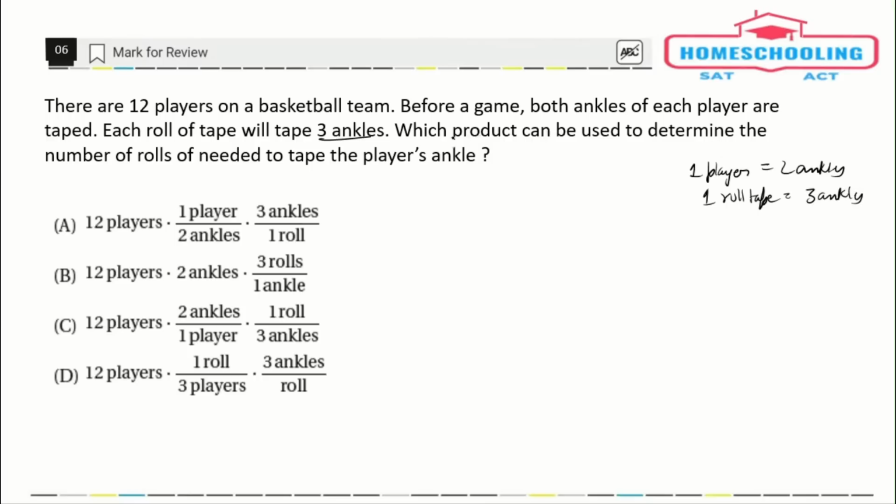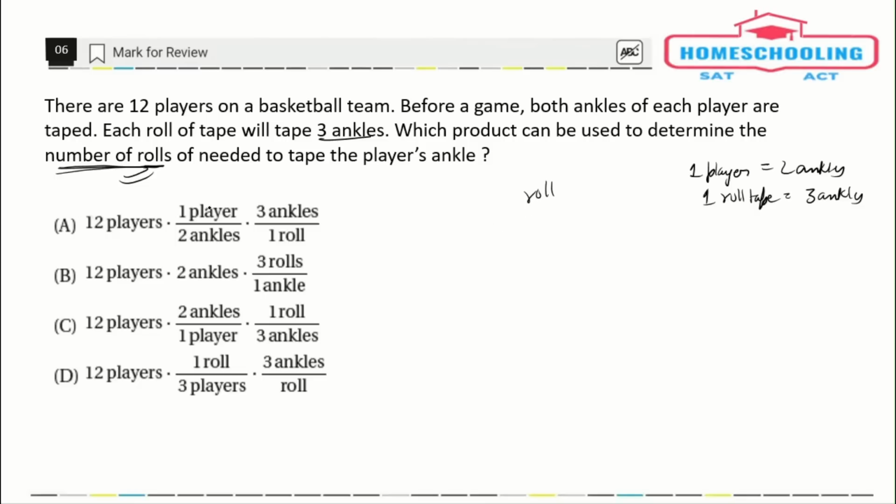So which product can be used to determine the number of rolls needed to tape the players' ankles? So we have to find the number of rolls. Number of rolls, this is very important. So what we're going to do here is, after canceling these units, we have to see that the remaining unit should be rolls.